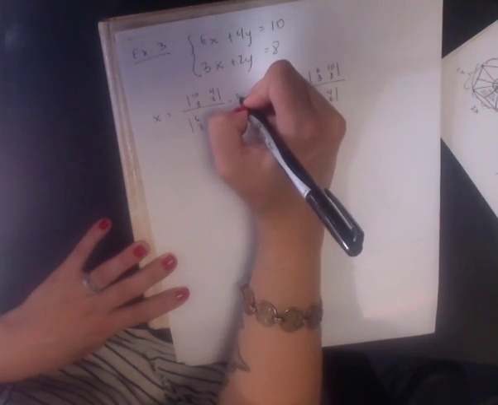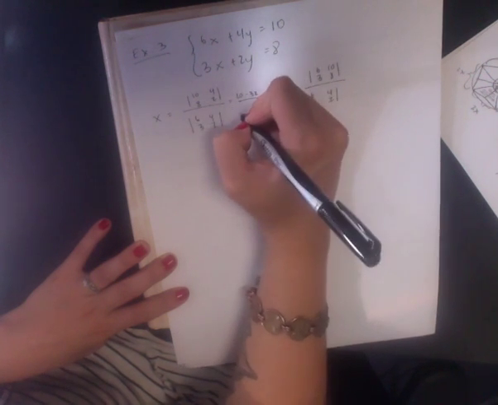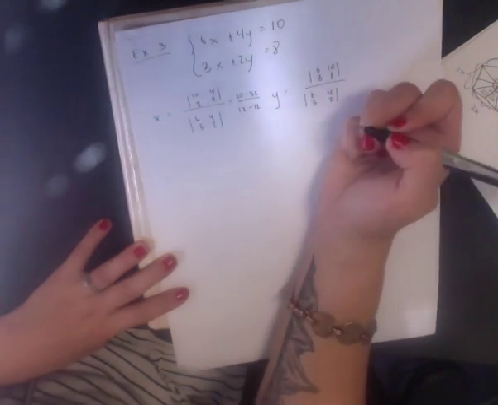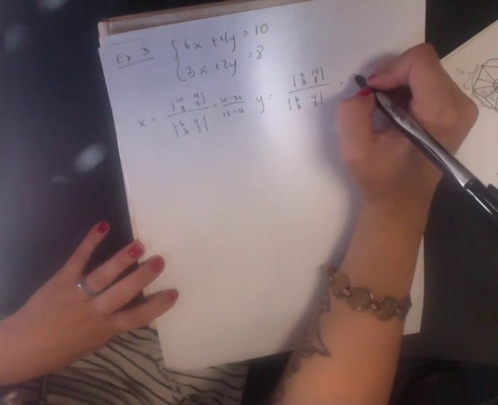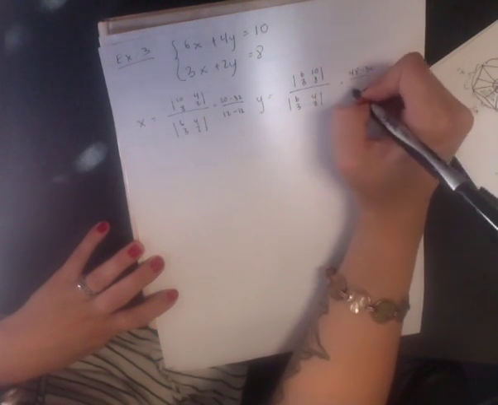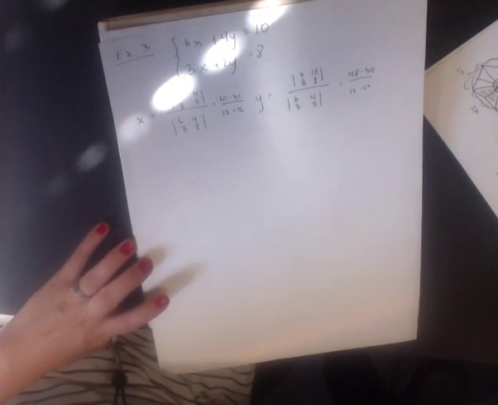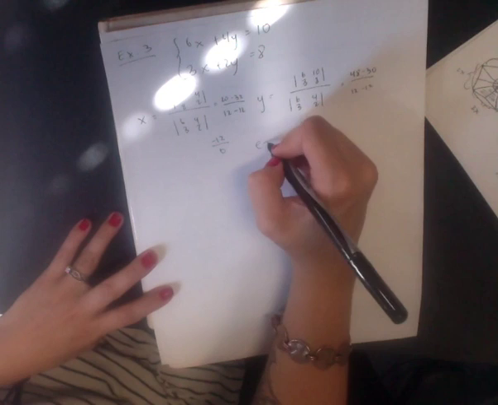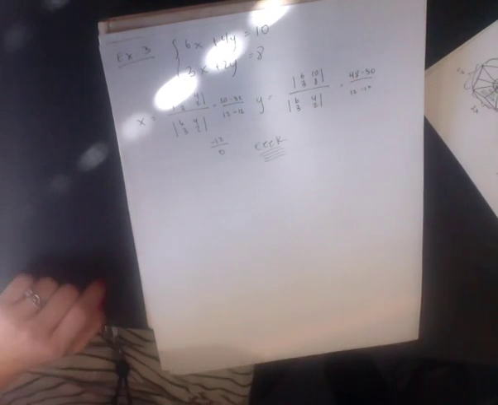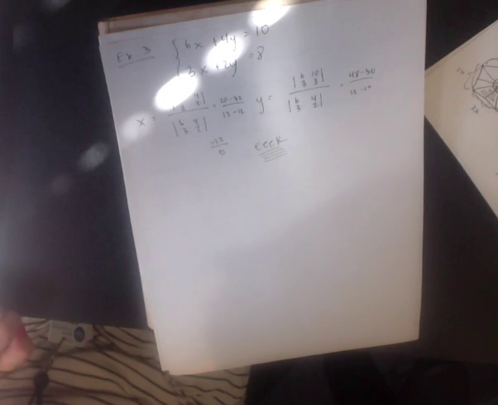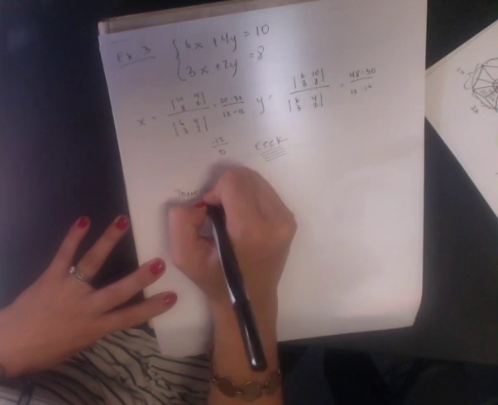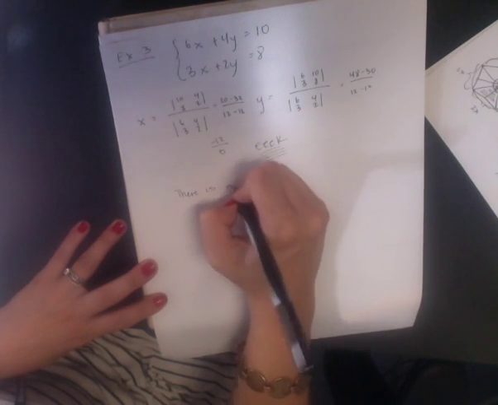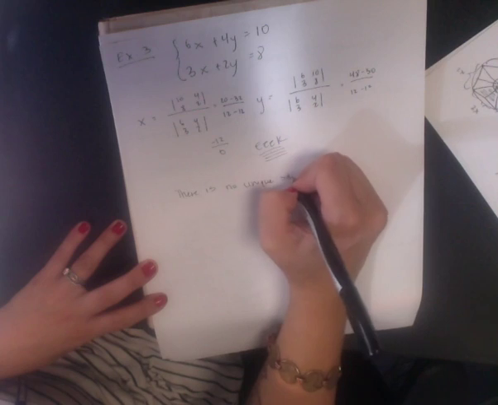So x, I get 20 minus 32 over 12 minus 12. And for y, I'll have 48 minus 30 over 12 minus 12. Why is this a big deal? Because we will have negative 12 over 0. Eek! We cannot divide by 0. OMG. That means there is no unique solution.